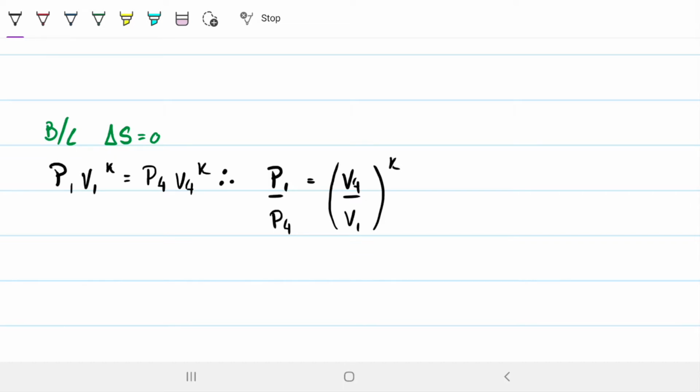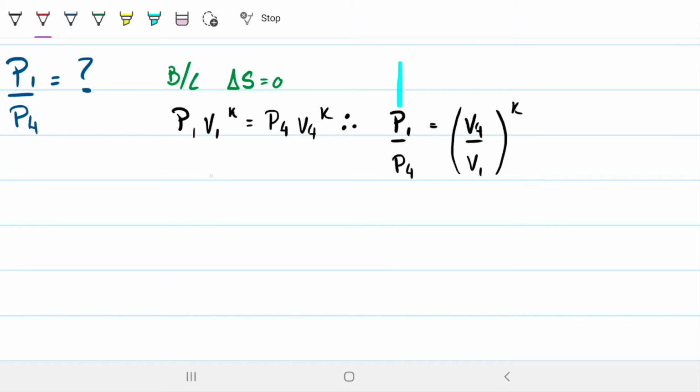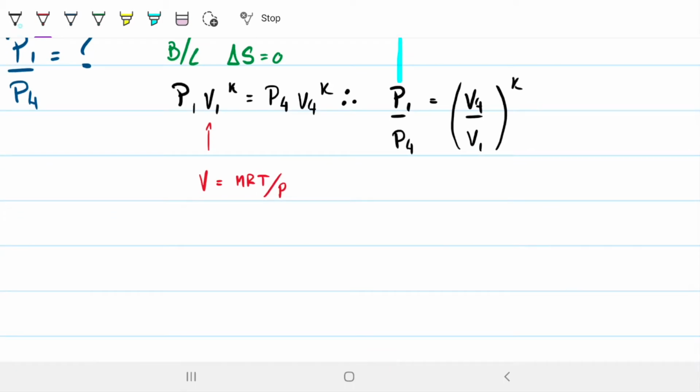We know the two pressures. Sorry, we don't know the pressures. That's what we're looking for, but we don't know the volumes either. All we know is the ratio between the two temperatures. So this is not going to be good enough. We're actually going to have to do the same thing as we did before, where instead of leaving that as volume, I'm going to sub in volume equals mass R T divided by pressure.